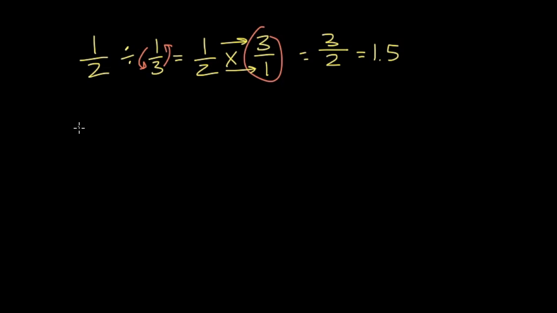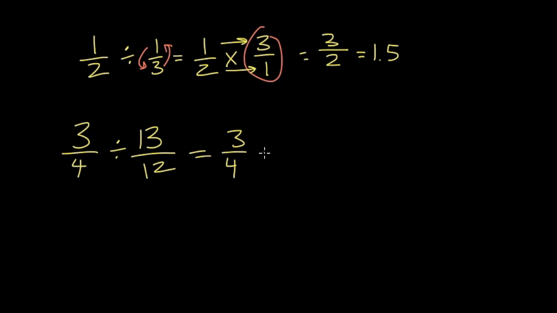Let's go into some bigger numbers. Let's go for 3 over 4 divided by, let's see here, 13 over 12. So what's our first step here? First, we just rewrite 3 over 4. Then we know that the operation becomes a multiplication after we write the inverse of the second fraction. The inverse of this fraction would make 12 the numerator and 13 the denominator.